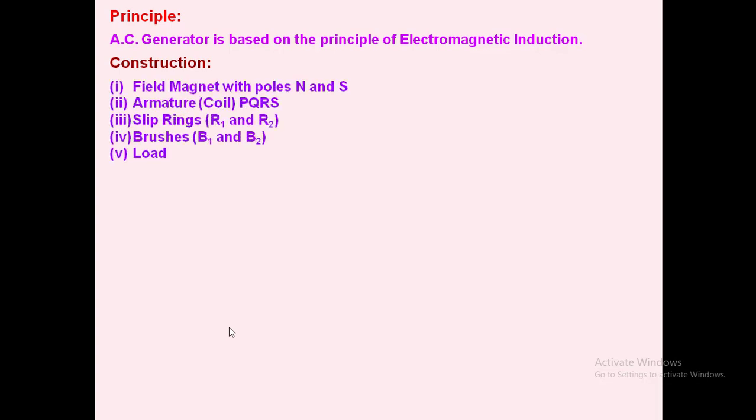What is the construction? There are 5 parts. One is a field magnet with poles north and south. The second is the armature, that is nothing but the coil PQRS, then slip rings R1 and R2, brushes B1 and B2, and the load. The load is nothing but it may be your home or it may be your workplace. What is the working?